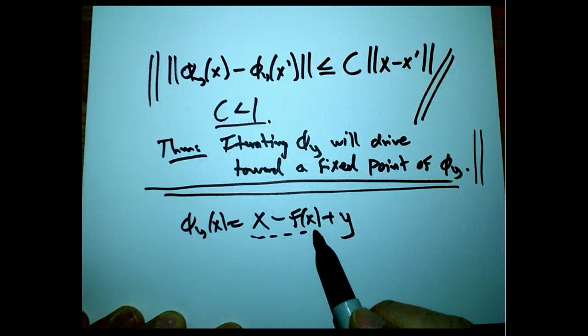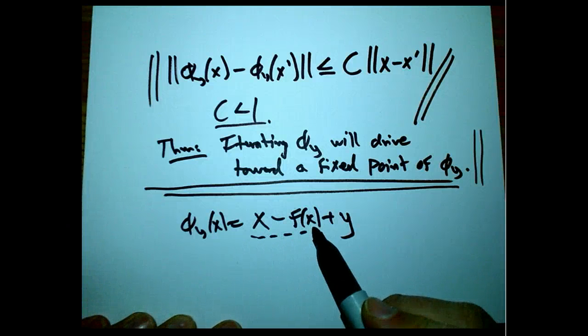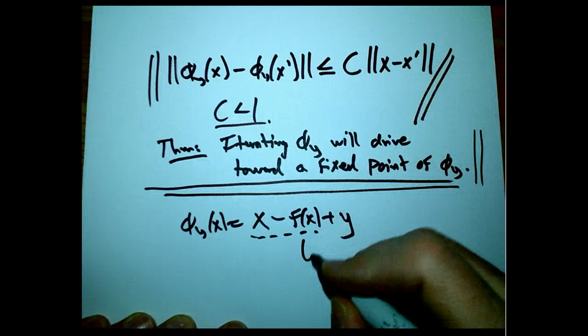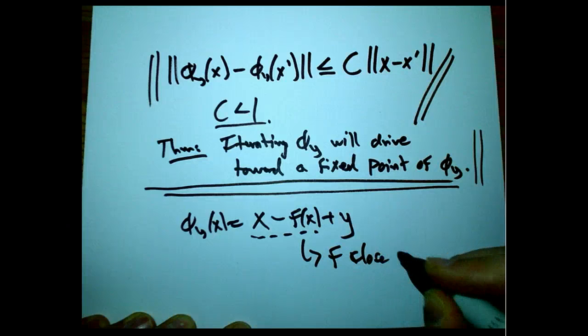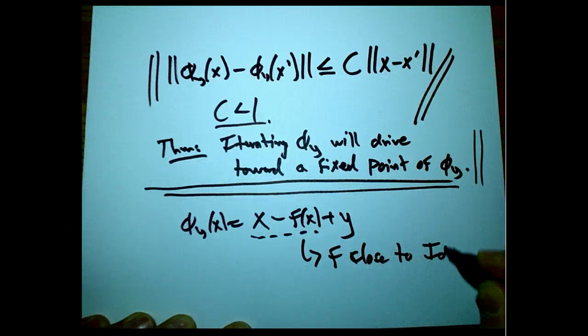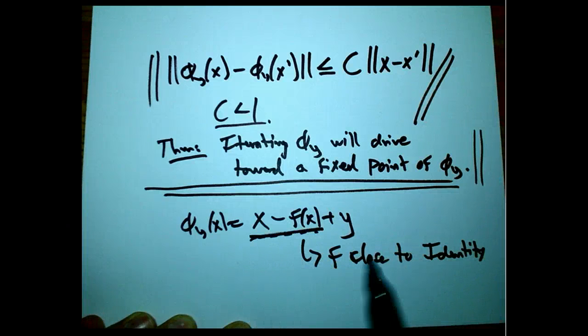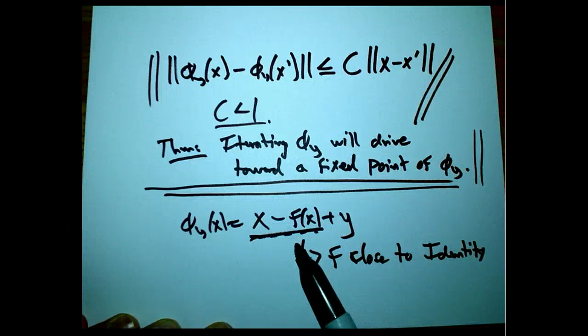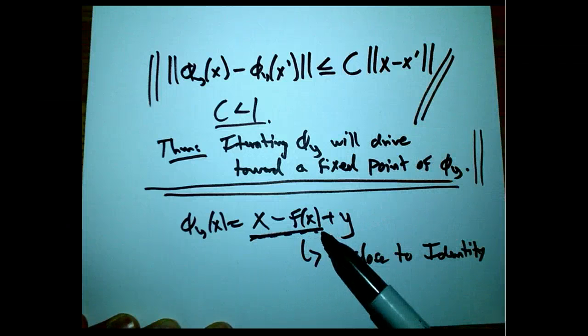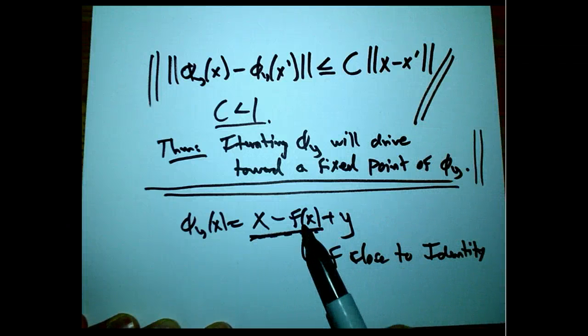We don't want it to have large variation. We want the variation in its outputs to be small compared to the variation in inputs. What that means is we want f to be close to the identity function, because then, if we subtract it from the identity, we're going to get something that's small. In general, that's not going to be true, and so you have to use a more complicated version of this. For our case, we are going to be able to show that f is close to the identity.